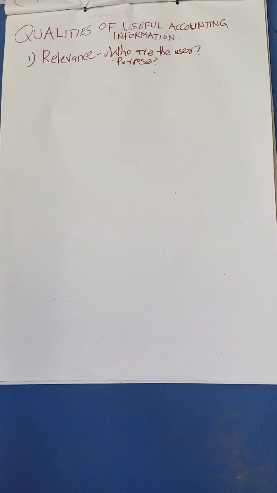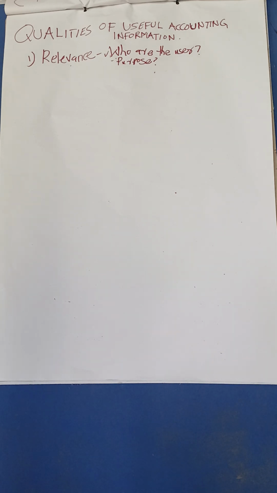Now, today we want to look into the qualities of useful accounting information. In accounting, we identify the accounting information and measure it in monetary form so that we can communicate it to the users, or present it to the users for decision making. But we realize that it must meet certain qualities, and those are the qualities we are going to look into.